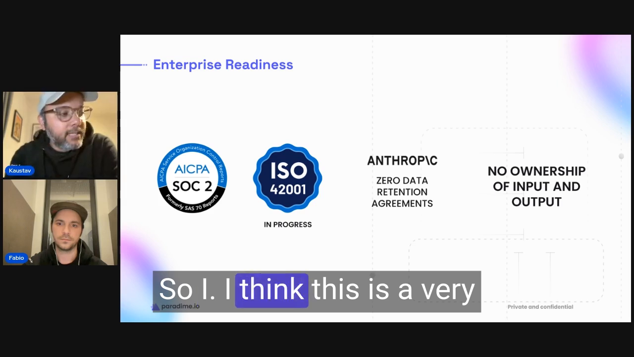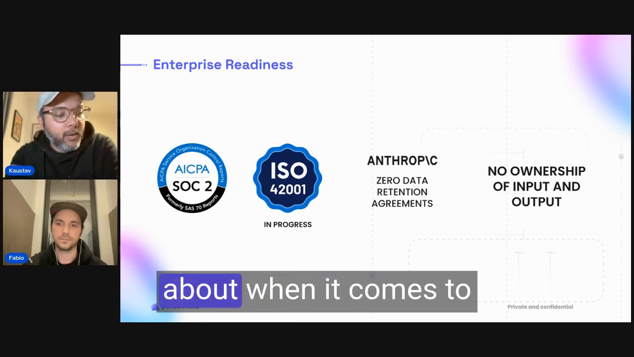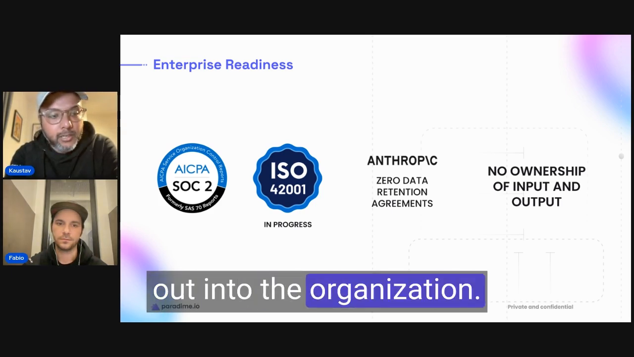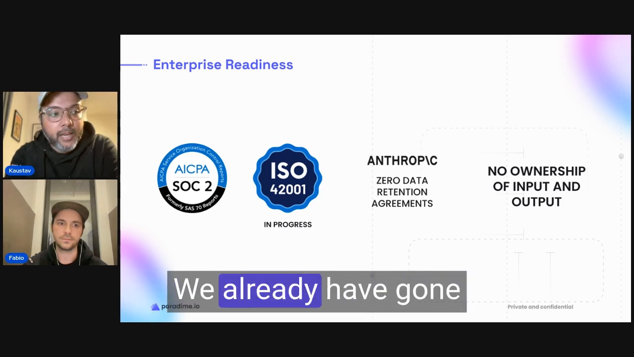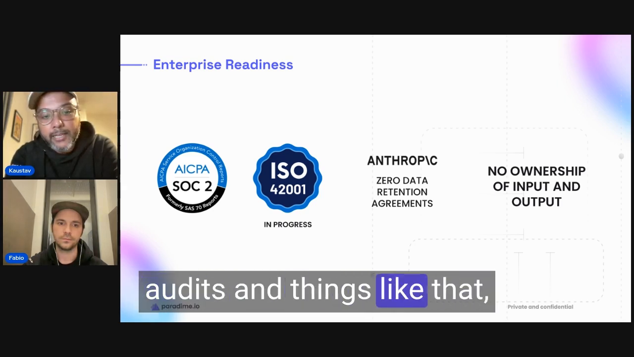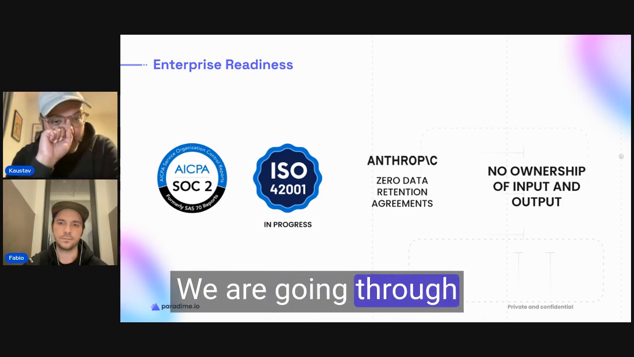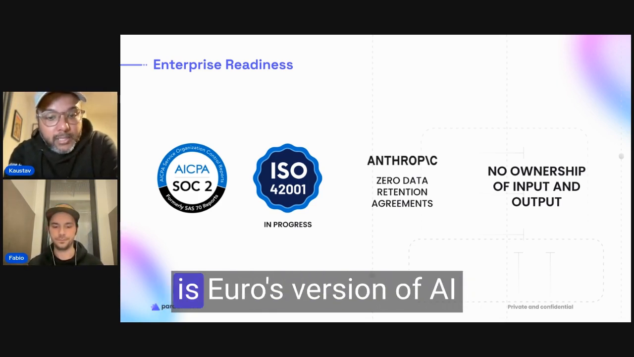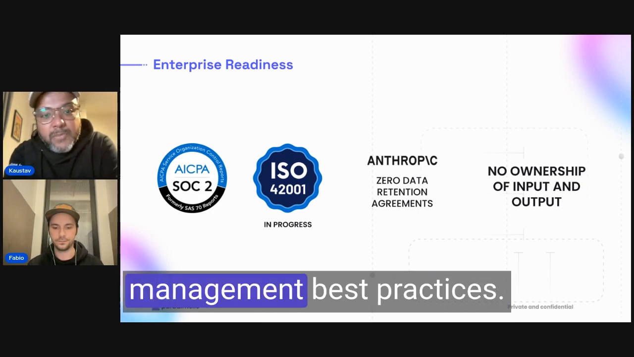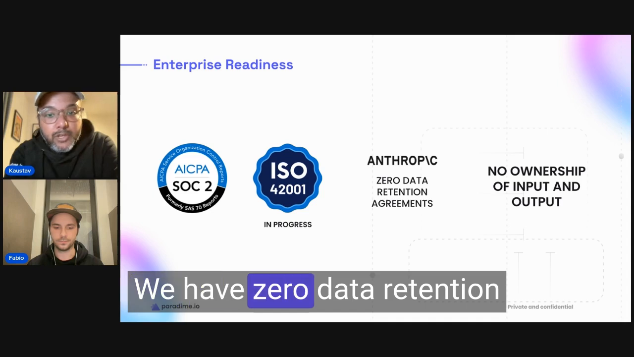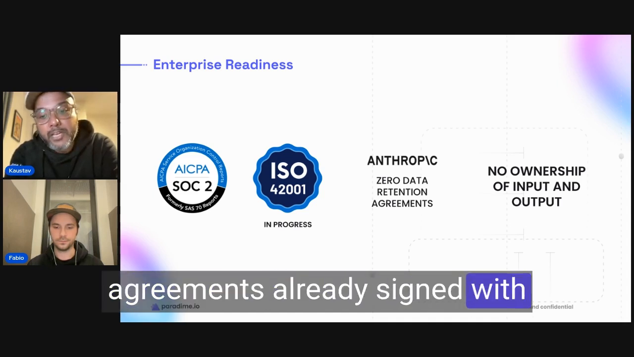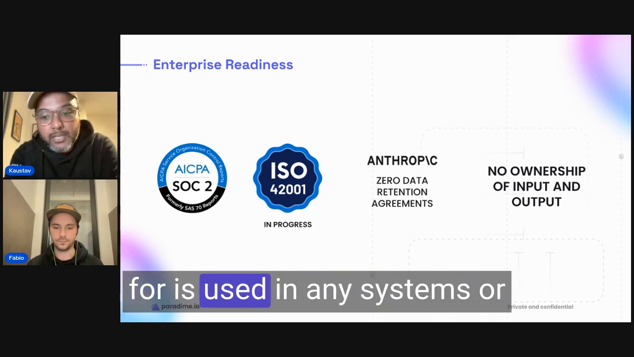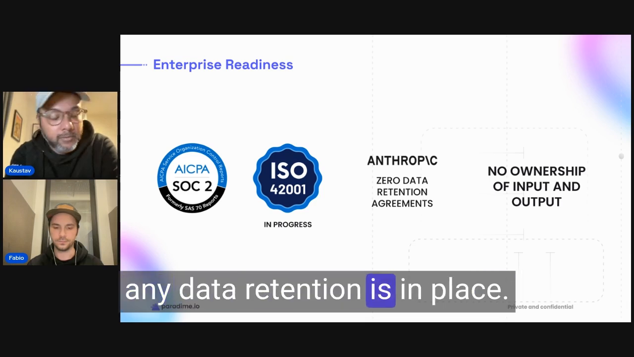I think this is a very important thing to think about when it comes to rolling something like Dino AI out into the organization. We are already SOC 2. We have already gone through SOC 2 Type 2 audits. That's already done. We are going through ISO 42001 as well, which is the international standard for AI management best practices. We have zero data retention agreements already signed with Anthropic, which means none of what we use Dino AI for is used in any systems, and no data retention is in place.